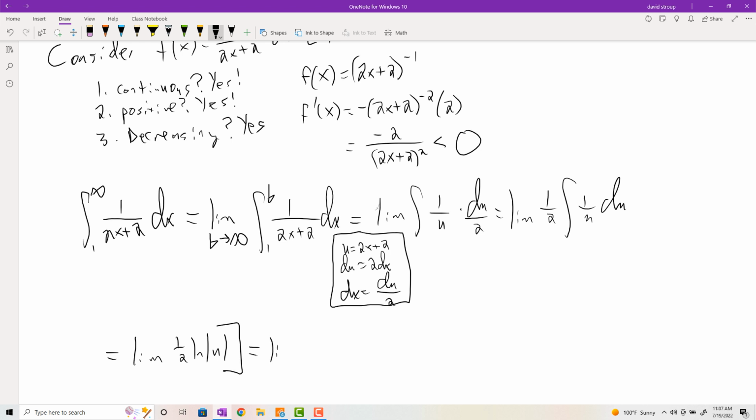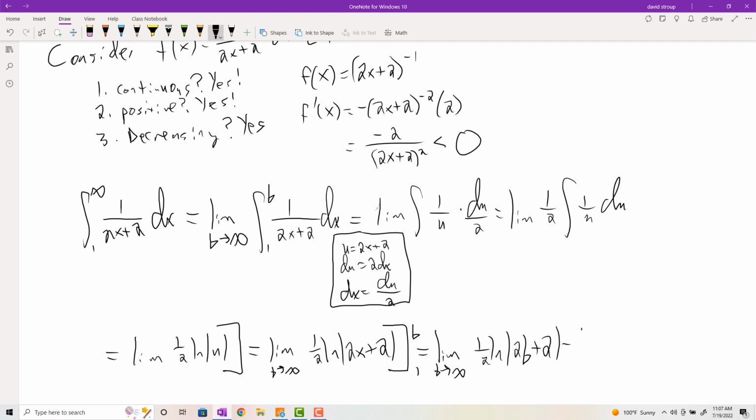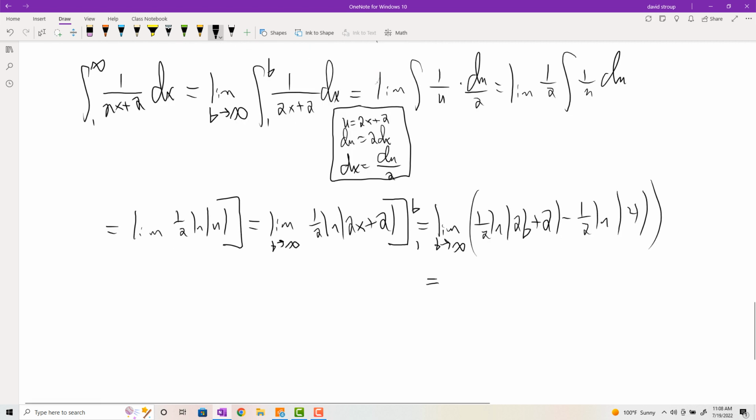Let's back sub everything, so I have the limit as b is going to infinity of 1/2 ln absolute value of 2x plus 2 from 1 to b, and then I'll have the limit as b goes to infinity of 1/2 ln absolute value 2b plus 2 minus 1/2 ln absolute value of 2 plus 2, which is 4. And then as b goes to infinity, that first term is going to go to infinity. So it'll be infinity minus some number L, which is just infinity, which implies both diverge. Okay, so hence the series is divergent by the integral test.